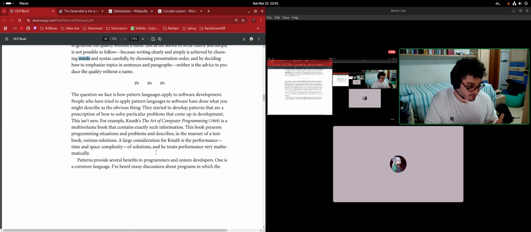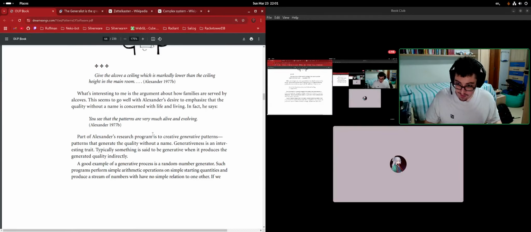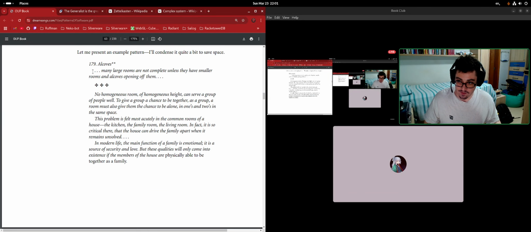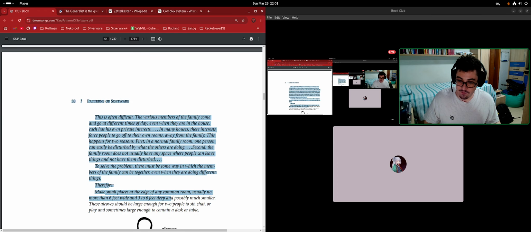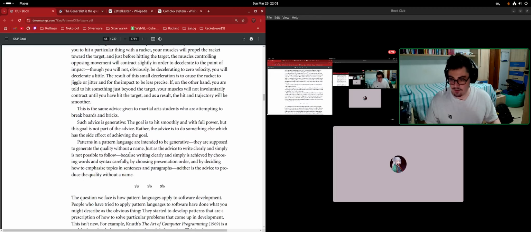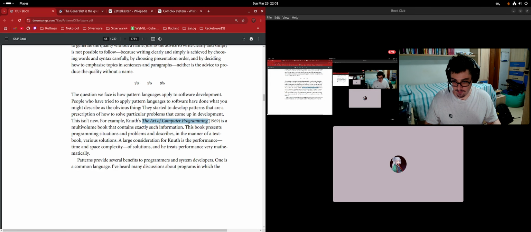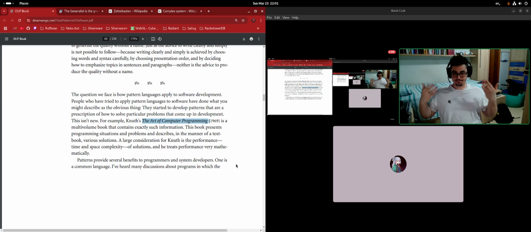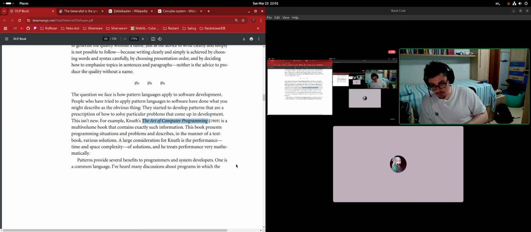What is the conclusion of that? What happens if you have many of these recipes? You're going to have a manual, which is basically a collection of patterns that are prescriptions on how to solve particular problems that come up in development. So here we have one of them, The Art of Computer Programming.